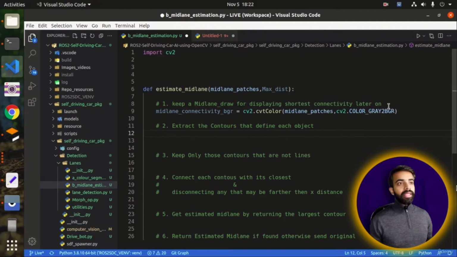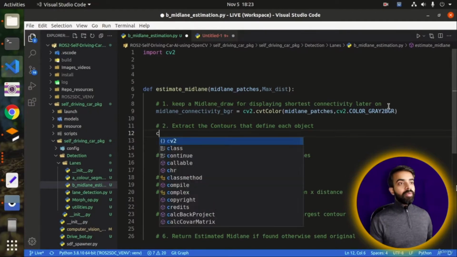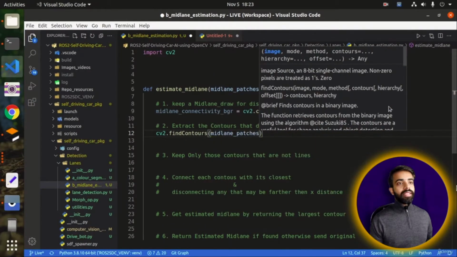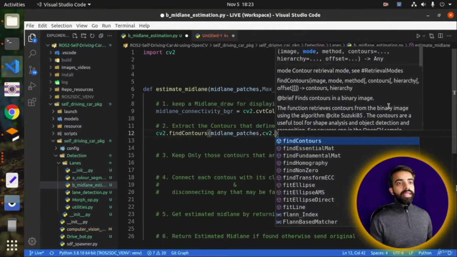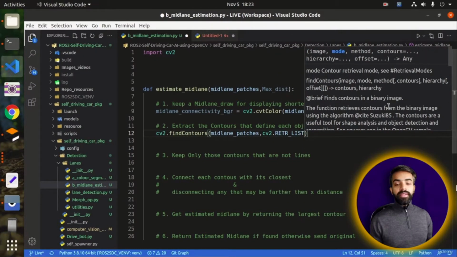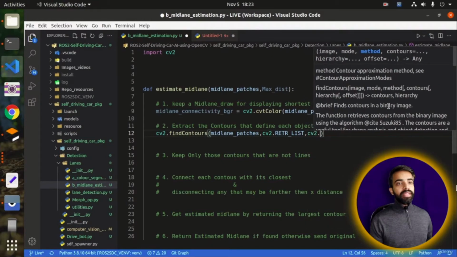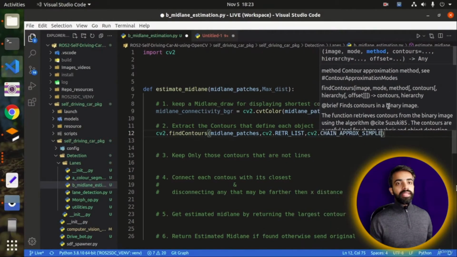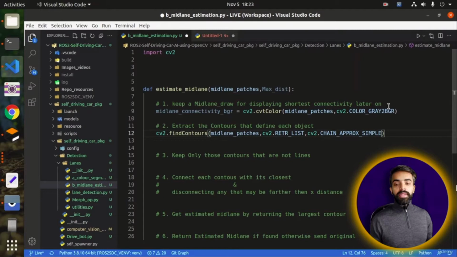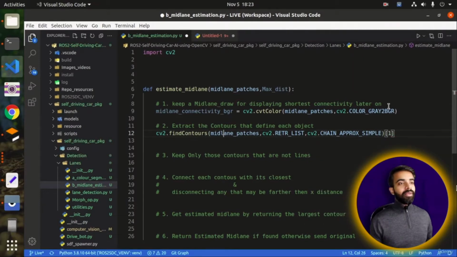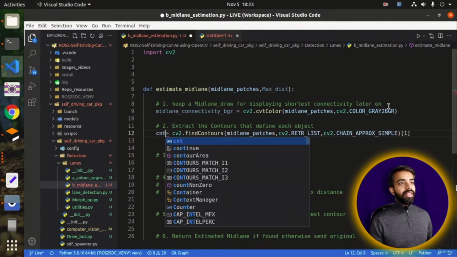Now once we have that, the next step is to extract the contours that define each object. These contours can be extracted using the OpenCV function findContours. It requires the image from which we are going to extract the contours, that is the mid lane patches. Then we provide the mode, that is cv2.RETR_LIST, which simply retrieves the contours in the form of a list. The third argument is the method, which I'm going to write as cv2.CHAIN_APPROX_SIMPLE. This simply extracts the simplest contours that define any object. And then I will simply take the first output of this function, that is simply the contours that have been extracted, and I name it contours.